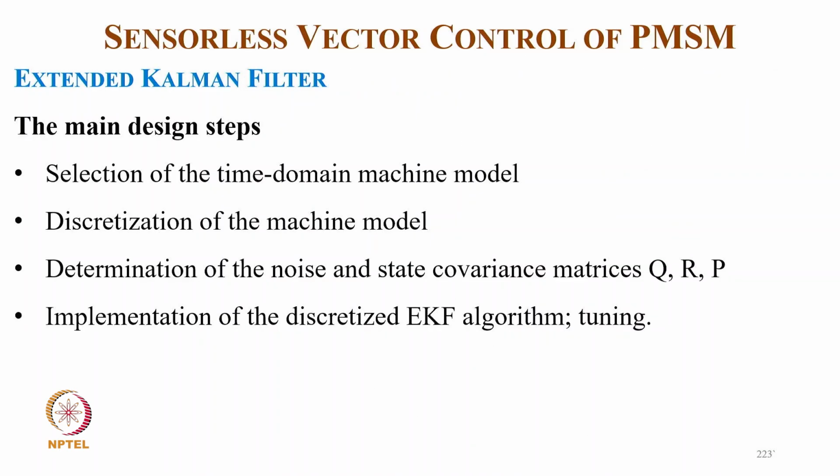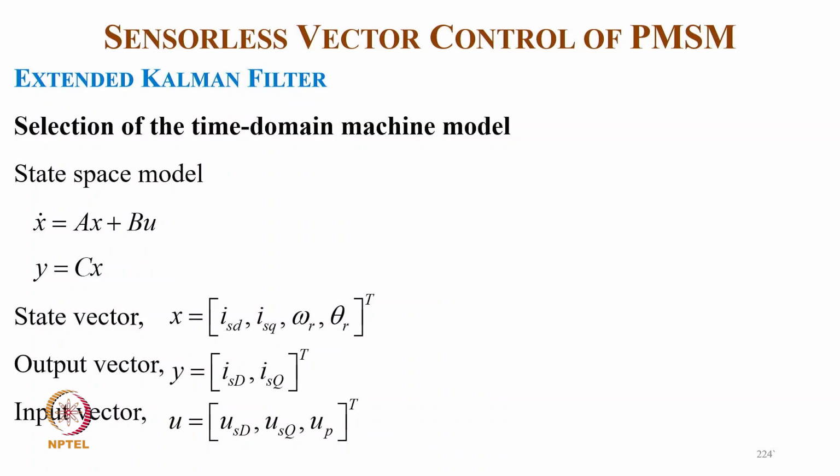Coming to the extended Kalman filter, the main design steps are selection of the time domain machine model, discretization of the machine model, determination of the noise and state covariance matrices Q, R, and P, and implementation of the discretized extended Kalman filter algorithm and tuning.